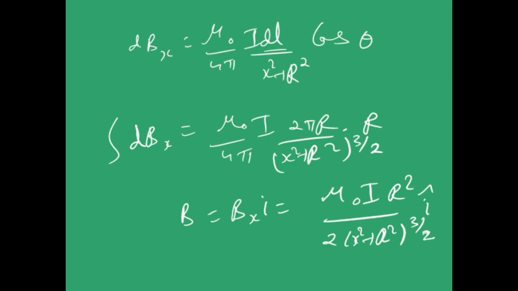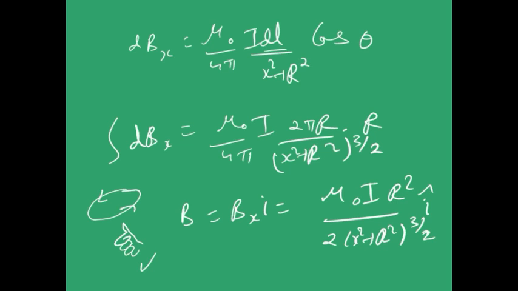Here your direction is i cap, and normally if you want to get the direction, you can either use the right hand rule or take this one. If this is your current direction, place your right hand such that the curl of your right hand fingers gives you the sense of the current in the loop. Then your thumb points in the magnetic field direction.